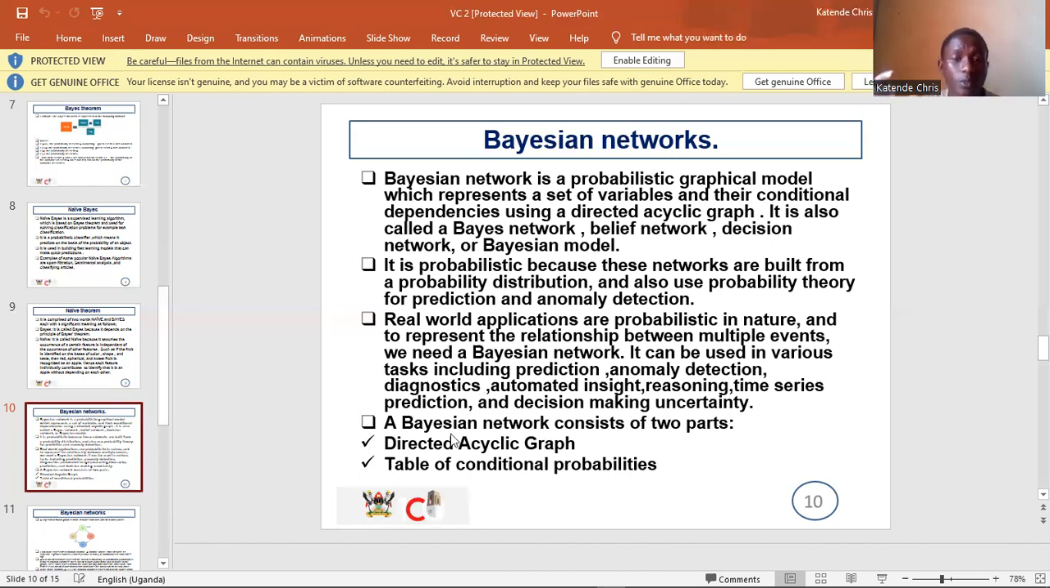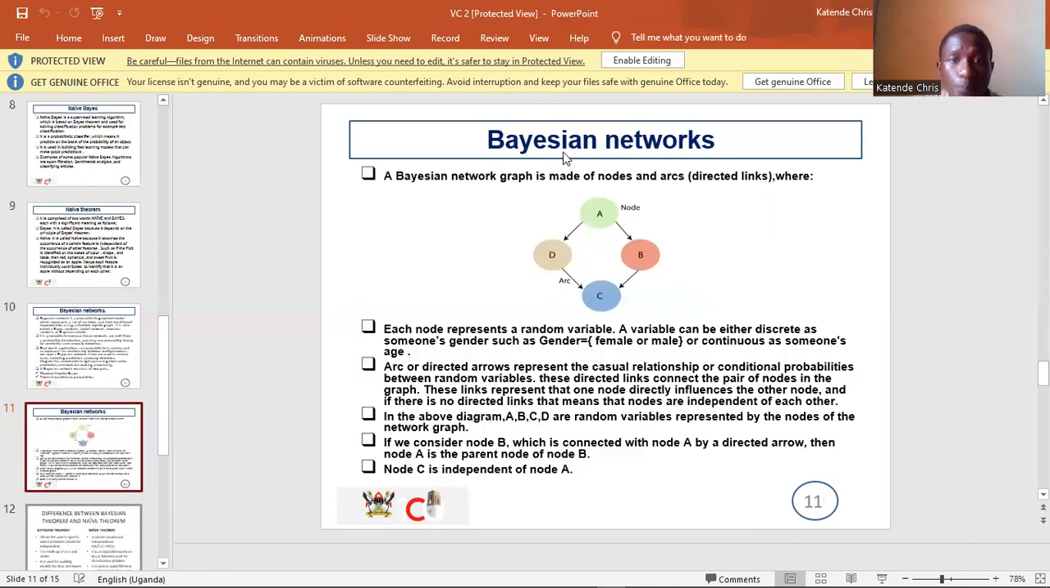A Bayesian network consists of two parts: the directed acyclic graph and the table of conditional probabilities. A Bayesian network graph consists of nodes and arcs. Arcs can also be called directed links. Each node represents a random variable, which can either be discrete or continuous. For discrete, an example is someone's gender, like female or male. For continuous, you can use an example of someone's age. These arcs or directed arrows represent the causal relationship between the random variables. In this case, A, B, C, D are the variables.